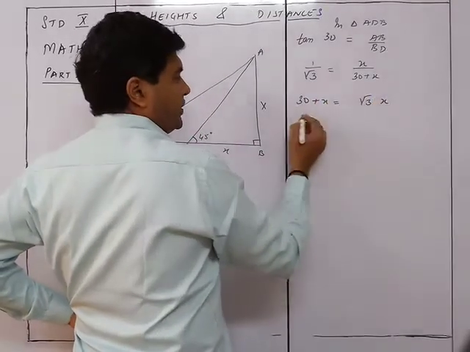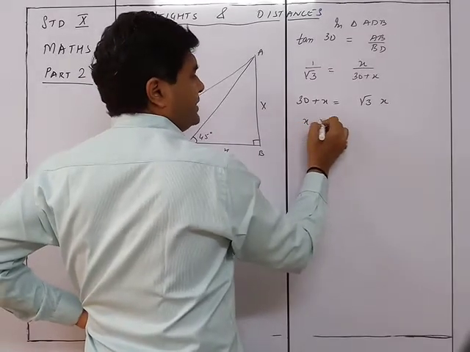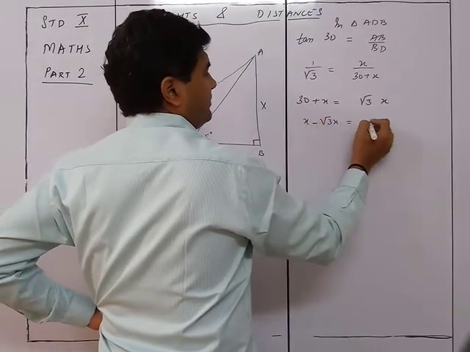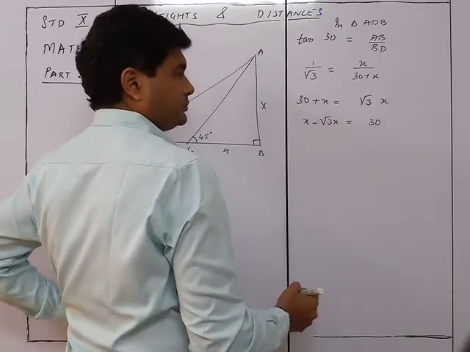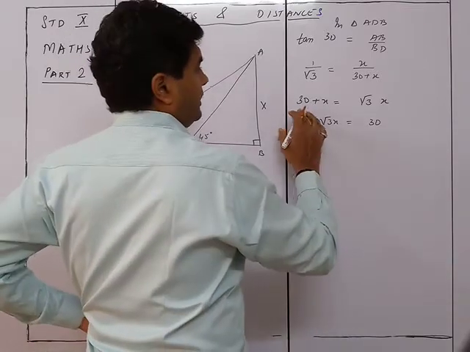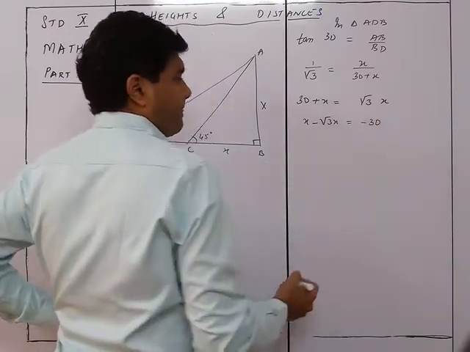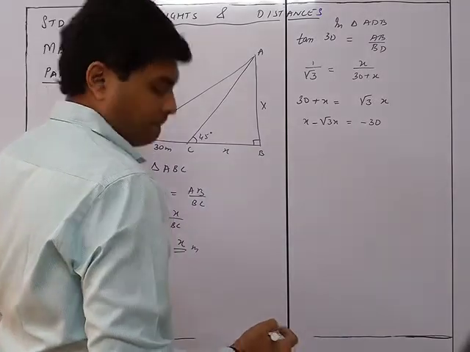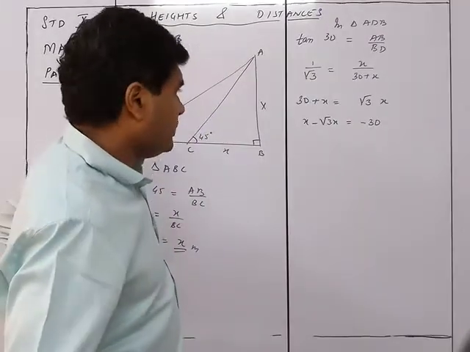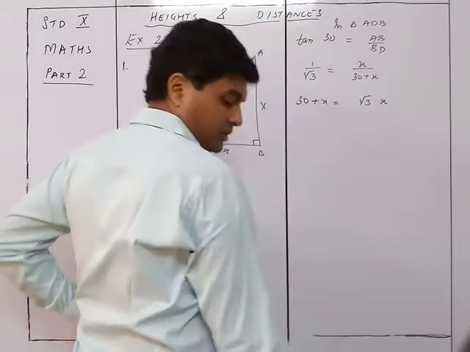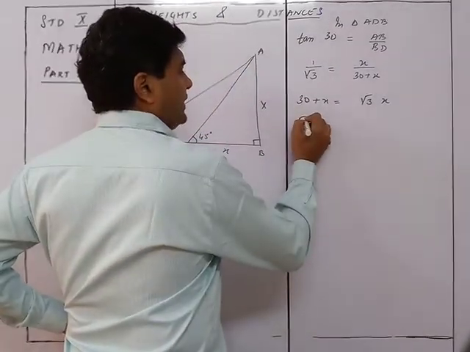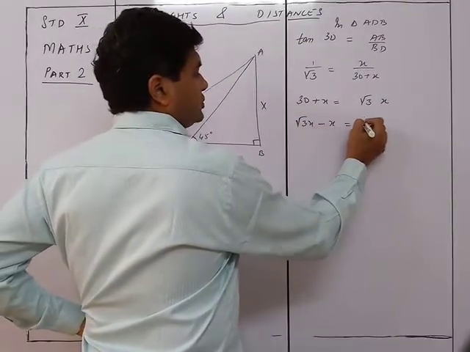X on one side, 30 on the other side. So X minus √3X is equal to minus 30. Okay, or we'll do it one way. We'll bring the X over here. So it is √3X minus X is equal to 30.